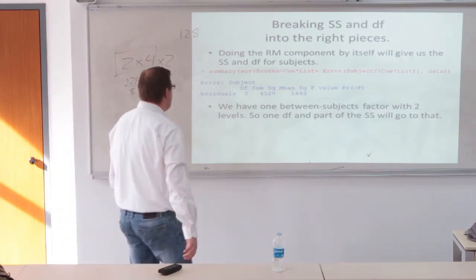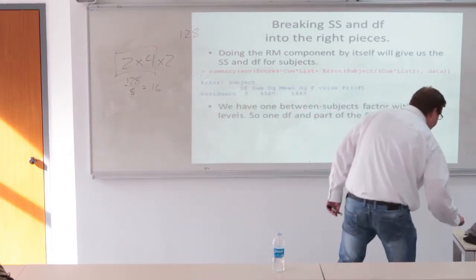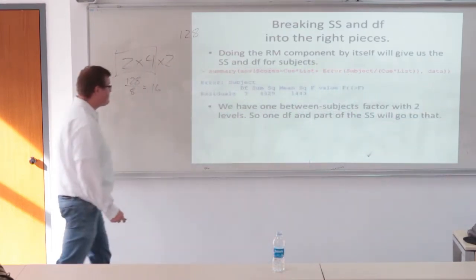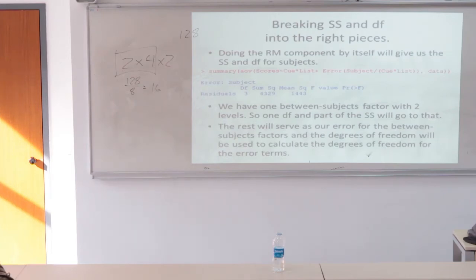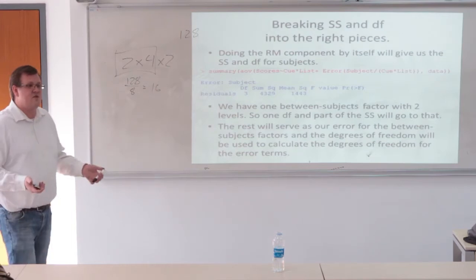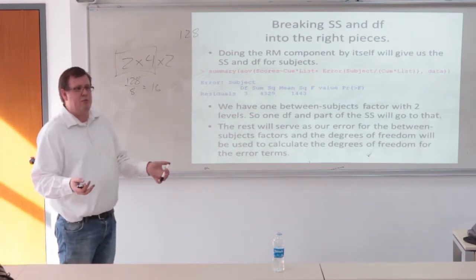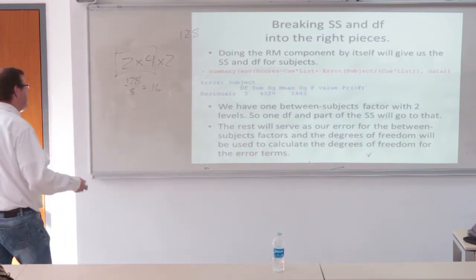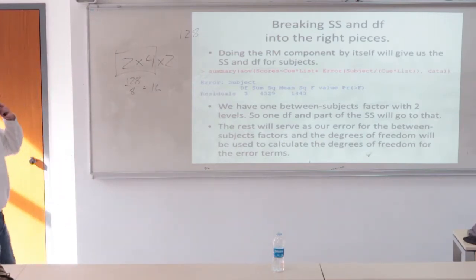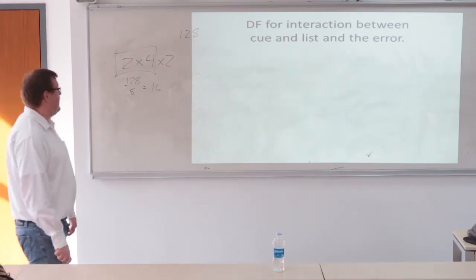Okay, so we have one between subject factor with 2 levels, so we're going to take 1 of the degrees of freedom away from this. And also part of our sum of squares will go to that. Calculate the sum of squares just like we would any other sum of squares, by subtracting the appropriate means, multiplying by the appropriate things, squaring and summing everything up. Okay, so degrees of freedom for the interaction between Q and list and the error.